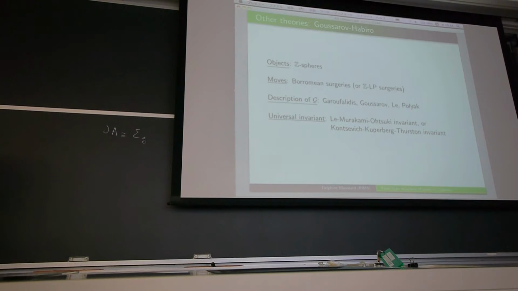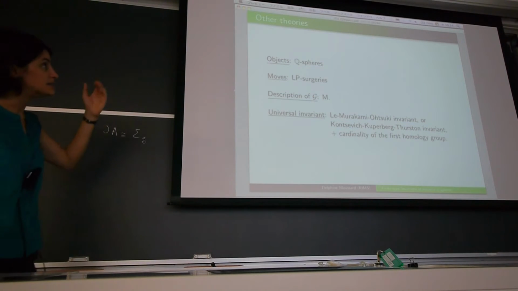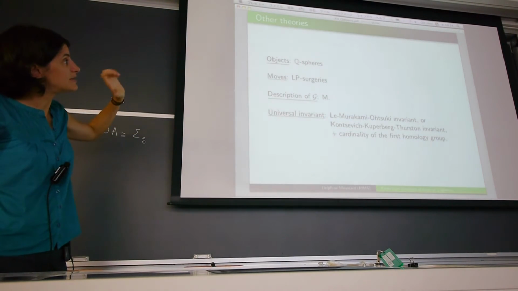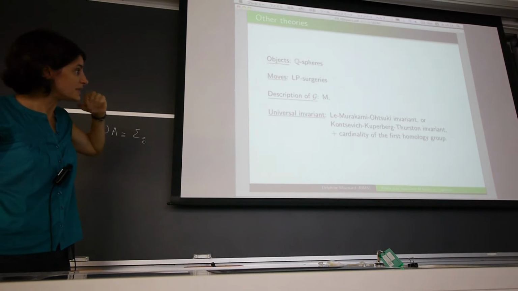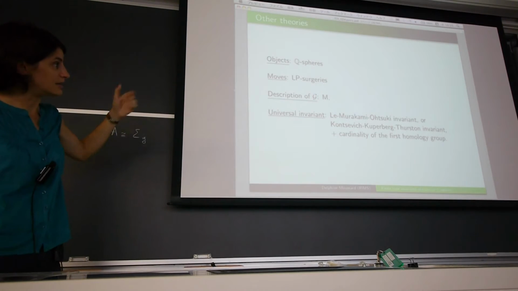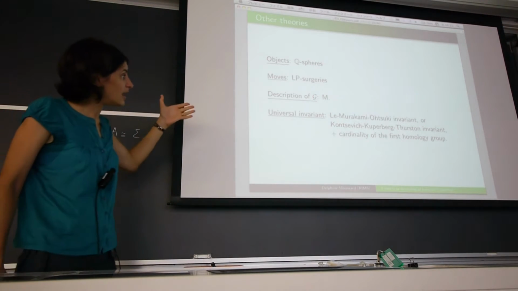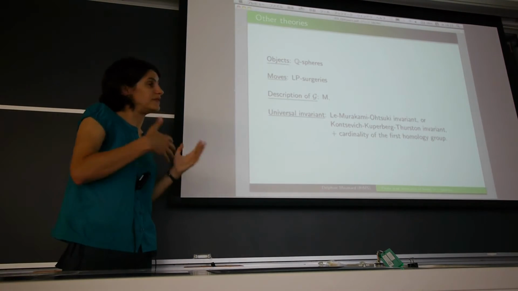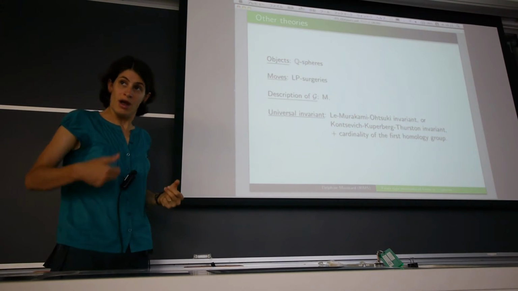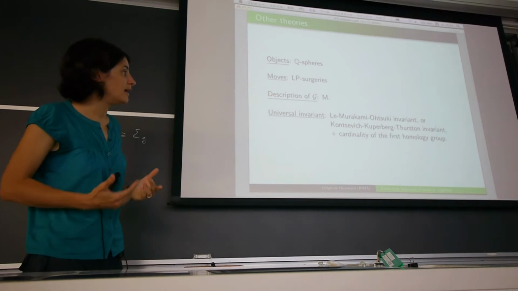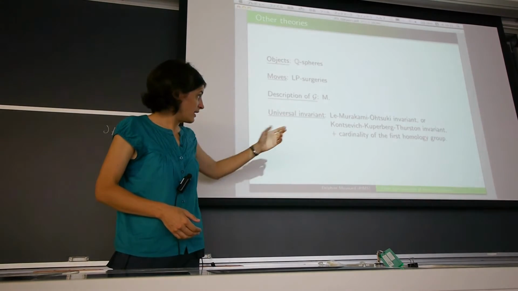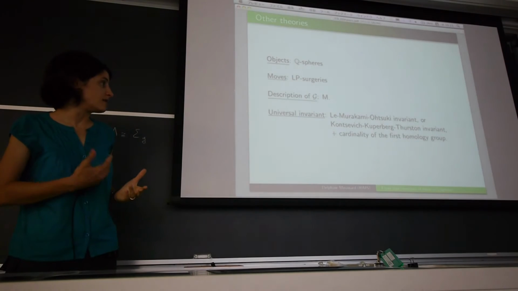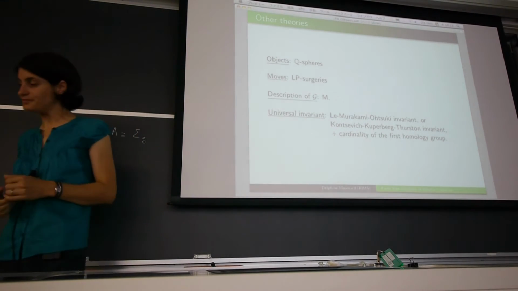I have a generalization of this theory in the case of rational homology spheres. So with Q-spheres as objects and Lagrangian-preserving surgeries as moves, I describe the associated graded space. Once again, as a universal invariant, we have two possibilities. You can use either the LMO invariant or the KKT invariant, to which in both cases we have to add degree 1 invariants defined as the periodic variations of the cardinality of the first homology group.